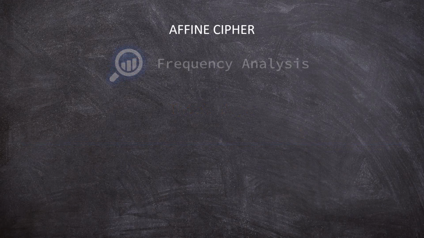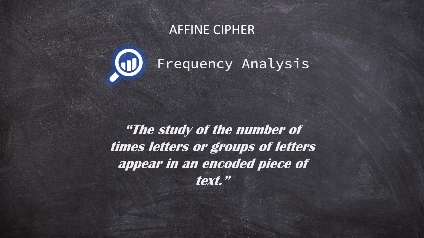So moving on, the next form of attack is one that affects all monoalphabetic substitution ciphers and is called the frequency analysis attack. Frequency analysis is a rather large topic all by itself, and I've gone over it in more detail in other videos, but I'll provide a quick summary of it here.